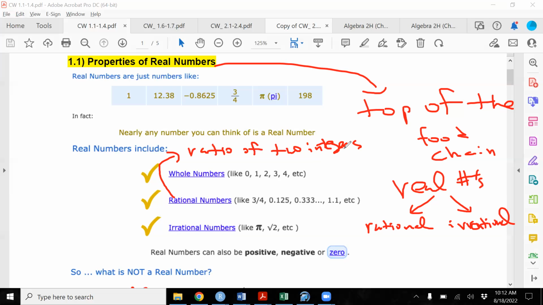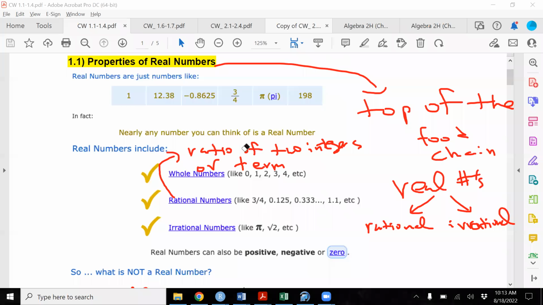How about 0.263? Sure. 263 over 1,000. So anything that, remember your name again? Patrick, yes, Patrick. So basically, Patrick was on the right track when he said decimal fraction. It's a ratio of two integers or terminating. Let me write that a little more nicely.